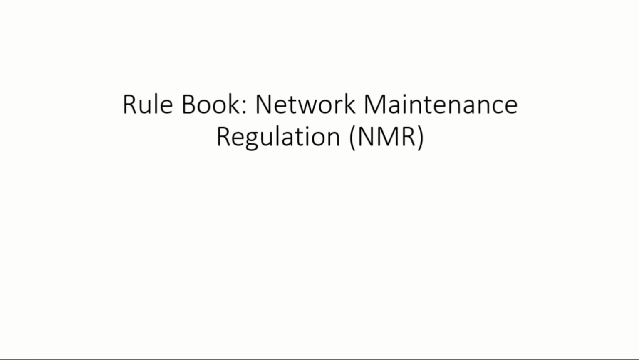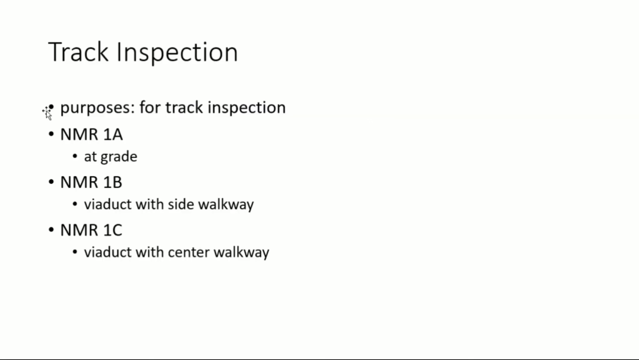So in each train lines, macam Kelana Jaya, Ampang lines, Sungai Buloh lines, they have their own rule books lah. So they all have their own rule books on the network maintenance regulation, NMR dipanggil. So each rule book ni, each line basically saya rasa berbeza lah dia punya proses dia. But secara general, I would say it's the same lah. So for example, in Ampang line, they have their own rule book. For example, NMR 1A, 1B, 1C.